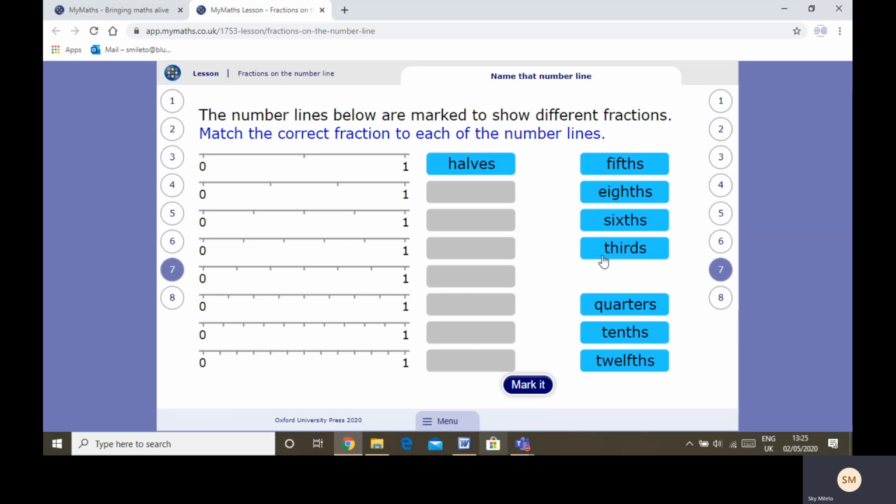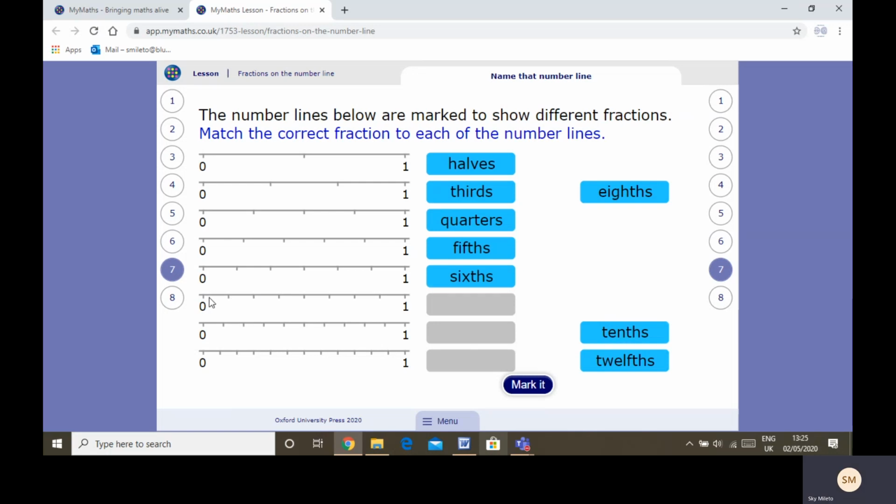It must be thirds. 1, 2, 3, 4 quarters. Oh, my thirds didn't go in. Oh, it went into the halves. 1, 2, 3, 4, 5. We can all see where this is going. 1, 2, 3, 4, 5, 6. Sixths.